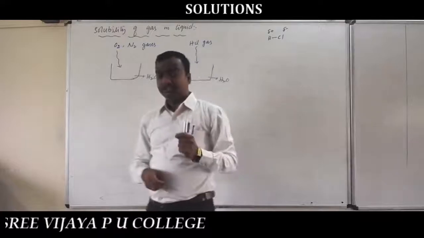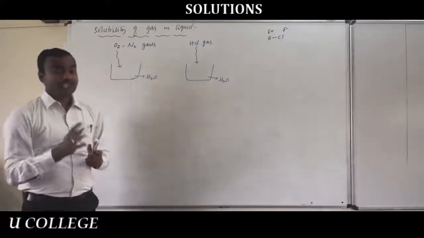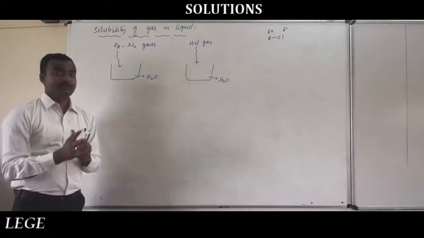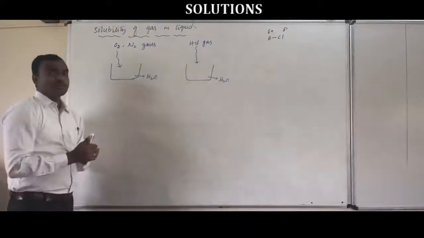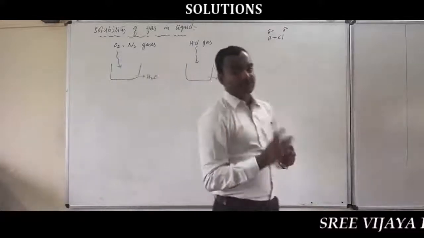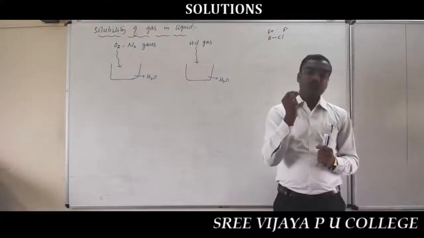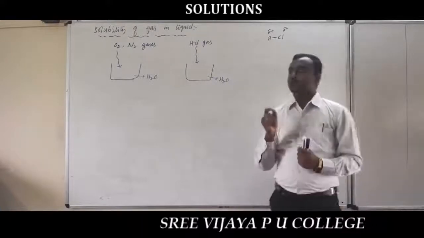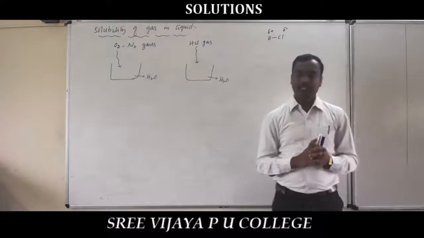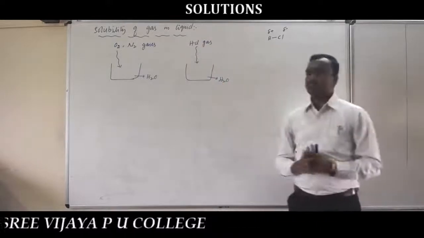And remember that the very small quantity of oxygen in water is very useful for aquatic animals for breathing. Aquatic animals use dissolved oxygen for breathing. Even though the quantity soluble is small, that amount of oxygen is very useful for breathing in the case of aquatic animals. So again, HCl is soluble in water because HCl is polar, and water is also polar.